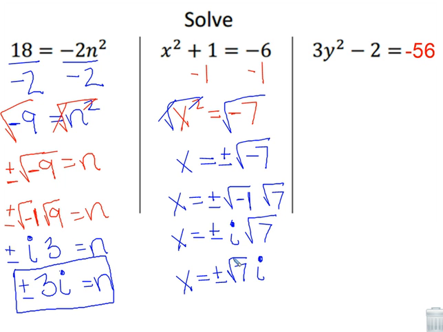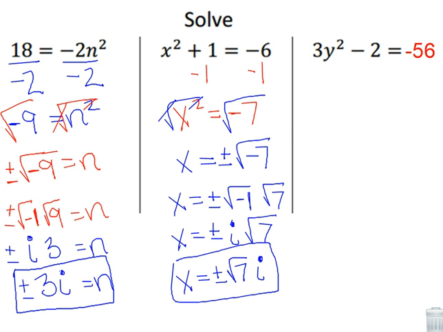Now just be really careful. This radical bar does not go over the i. It is only over the 7. So if I see this going all the way over the i, something like that, I'm going to have to mark it incorrect, because the i is not underneath the radical bar. Notice how it's on the outside over here. Just be careful on how you actually write that.